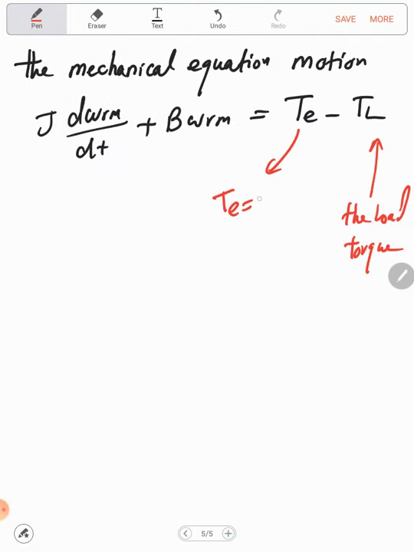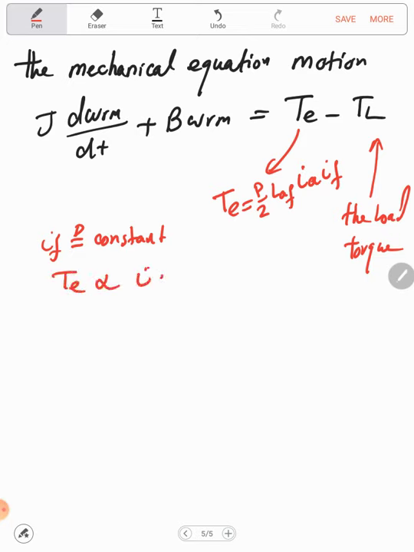So it will be P over 2 LAF IA IF. Now in the separately excited, IF can be fixed to be constant. So similarly Te would be proportional with IA, so it can be written as Te is equal to certain KT multiplied by IA.